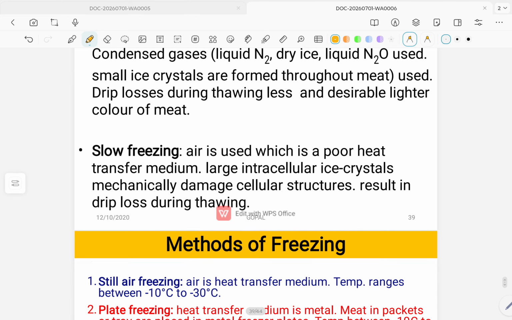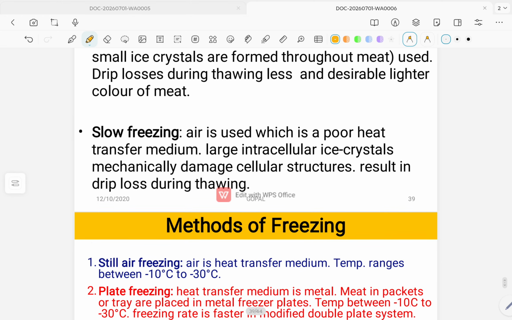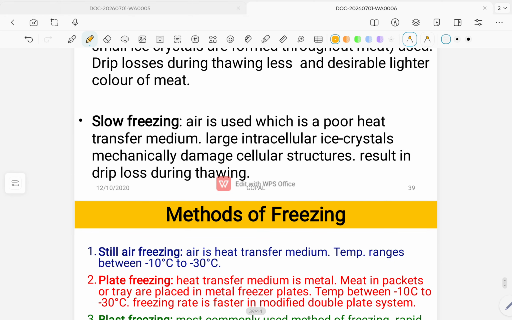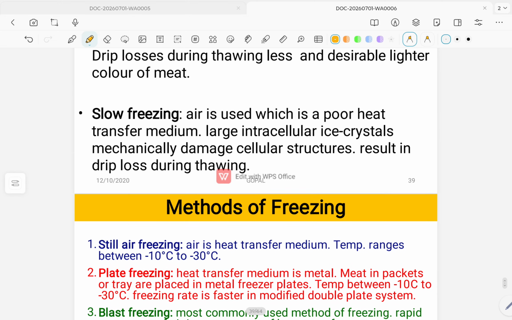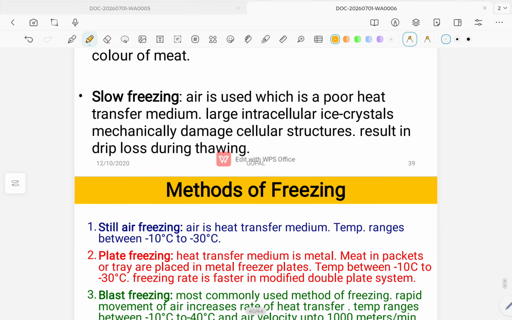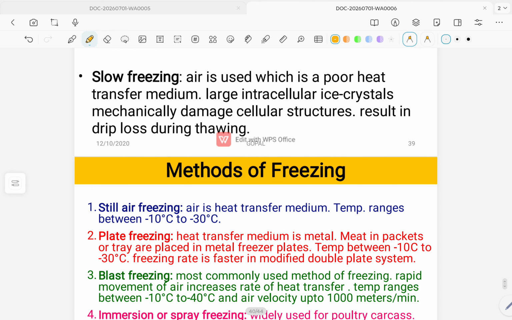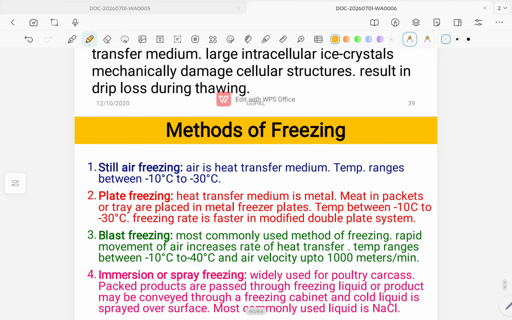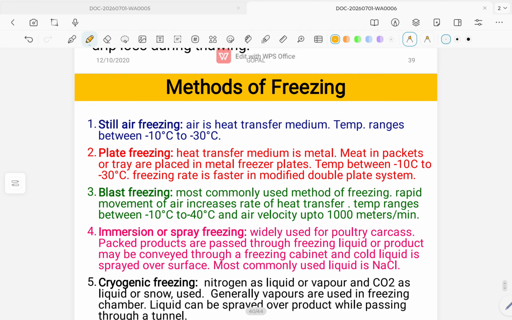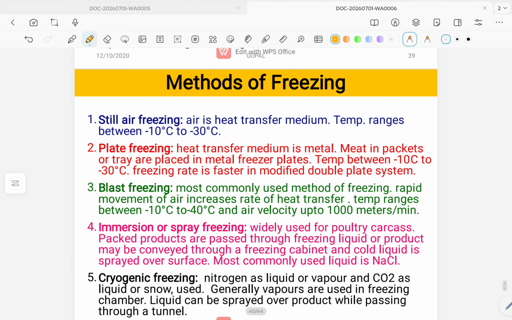Slow freezing: air is used, which is a poor heat transfer medium. Large intracellular ice crystals mechanically damage cellular structure, resulting in drip loss during thawing. Methods of freezing. Still air freezing: air is the heat transfer medium. Temperature ranges between -10 degrees Celsius to -30 degrees Celsius.